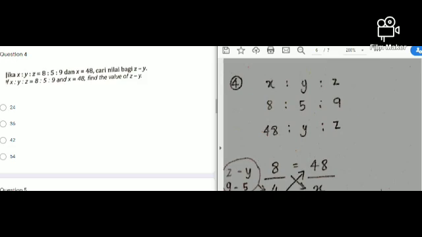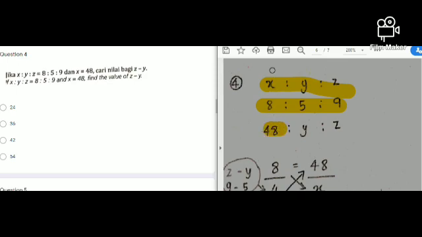Okay, next question, question number 4. If x, y, z is 8, 5, and 9, and x is actually 48, find the value of z minus y. So now you arrange it. X, y, z is actually 8, 5, 9.